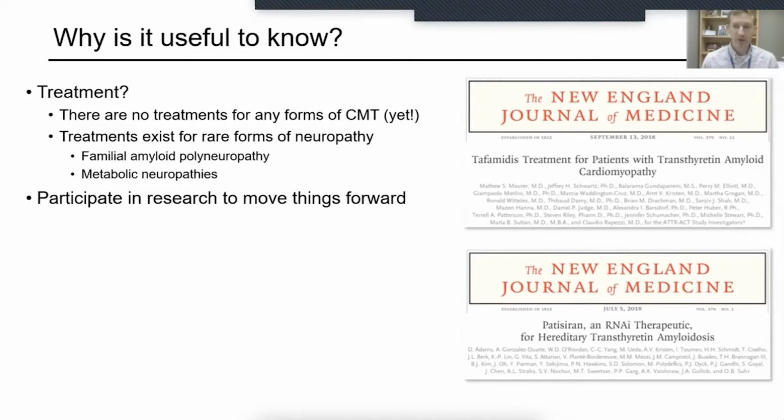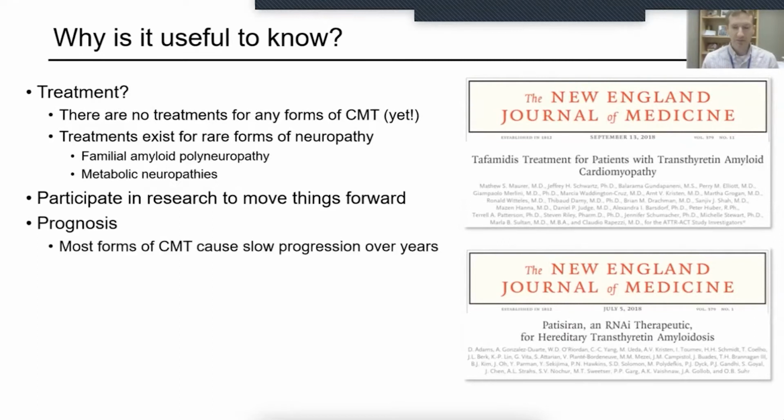So the other thing you can do if it doesn't turn out that you have a treatable form of neuropathy, which is unlikely, is to participate in research to help us learn more about neuropathy and eventually develop treatments. The other thing that's useful with a diagnosis of inherited neuropathy is that it does have an impact on prognosis. In general, we know what CMT does over time. It's a bit different in everyone and different in families, but we can give some information on what the disease process will likely look like.